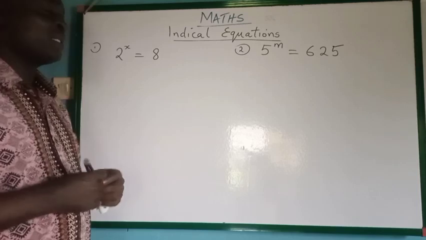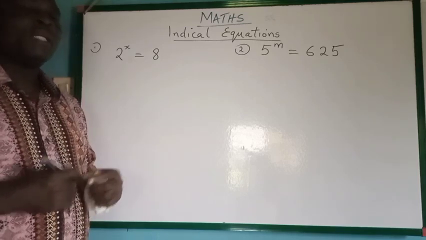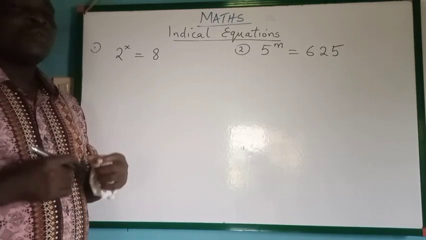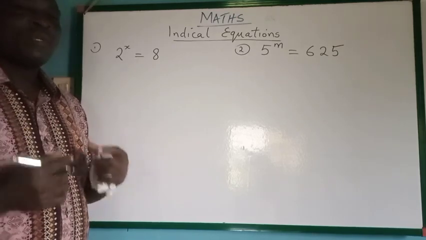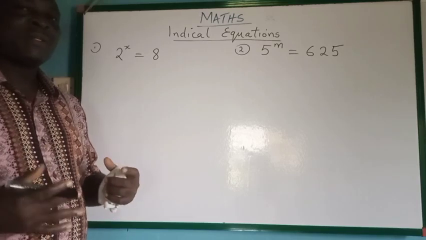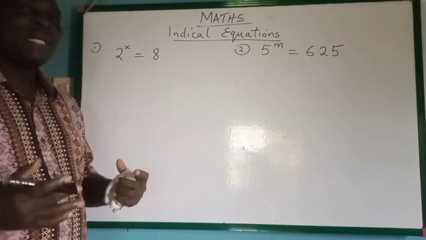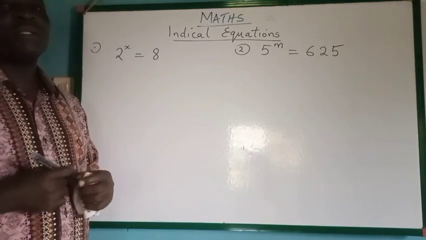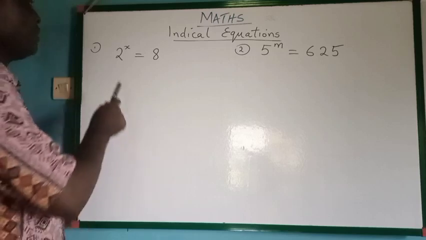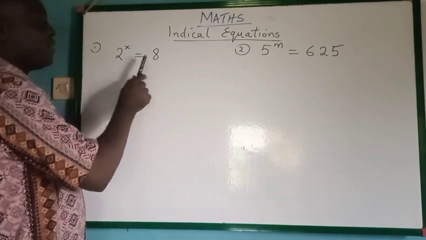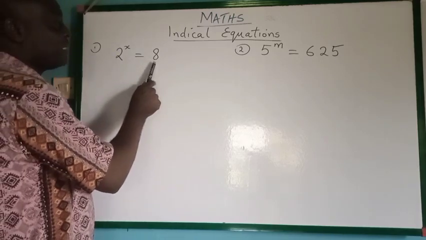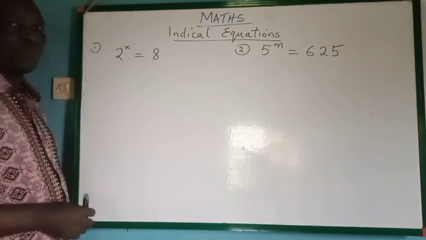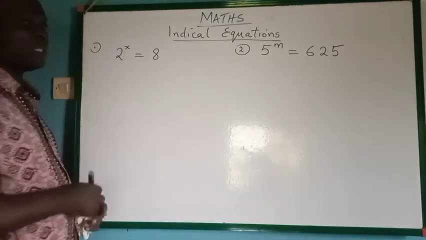2 raised to power x equals 8. In an indicial equation, what we need to do is to find a way of expressing both the left hand side and the right hand side of the equation to bring them to the same base numbers, to the same foundation numbers. If we look now, the foundation number on the left hand side is 2 and the foundation number on the right hand side is 8. So they are not the same. There is nothing we can equate in this place for us to find the value of x. So what do we do?